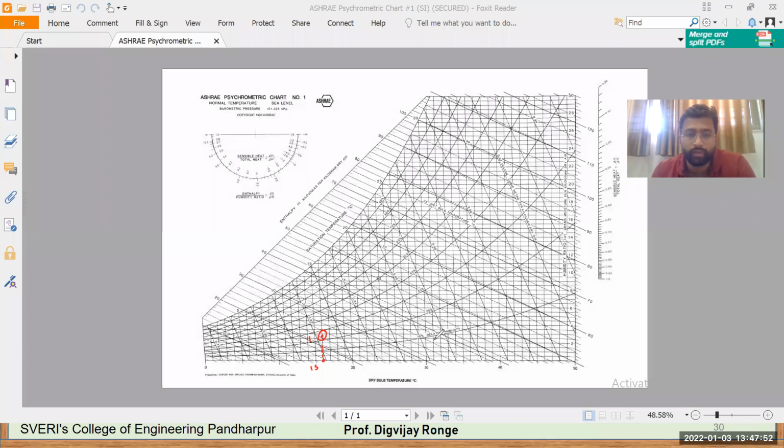Final is 30 degrees Celsius. Here it is 30 and 50% RH. So this is a curve for 50% RH. So I have to go in vertical direction like this. And here it will intersect with 50% RH. So this is my point number 2. Now I will draw a line like this here. So this is my line.